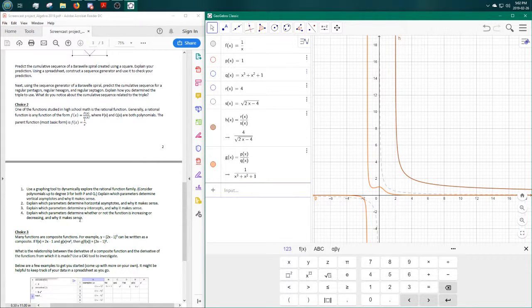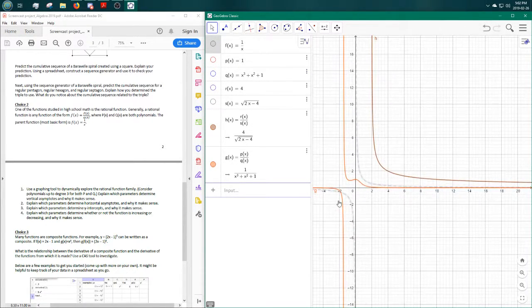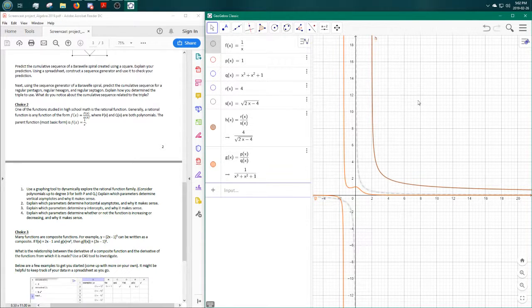Let's move to number 4. Number 4 says, explain which parameter determines whether or not the function is increasing or decreasing and why it makes sense. Okay, so this one is a little tricky. When I look at this graph, the first thing that pops into my mind is that it depends on which direction we're going.